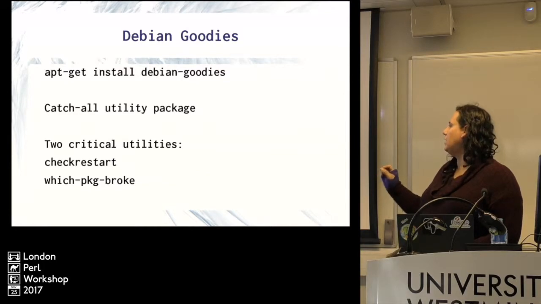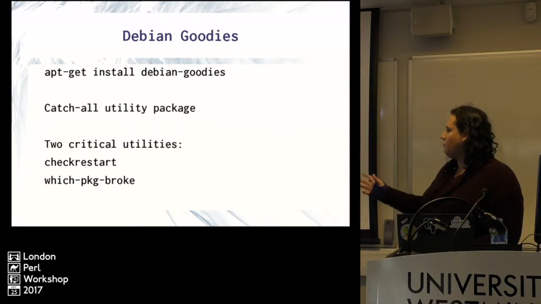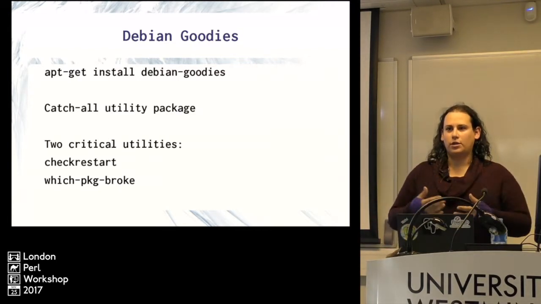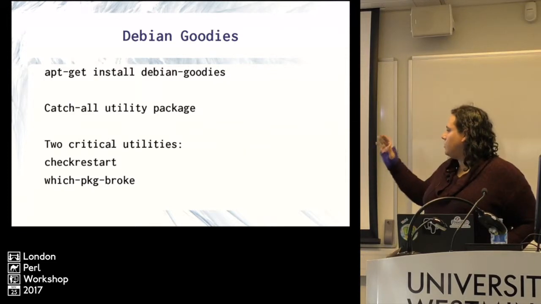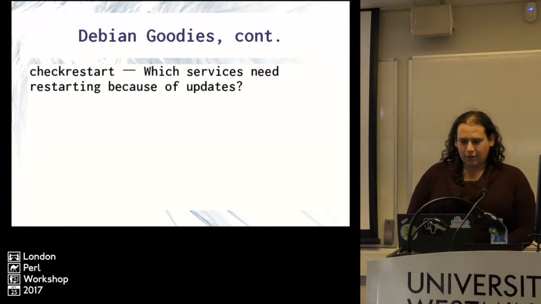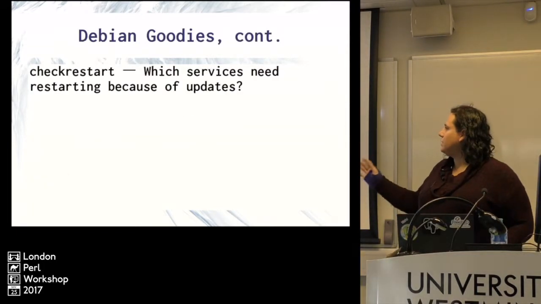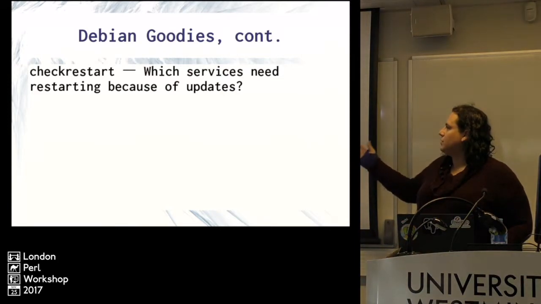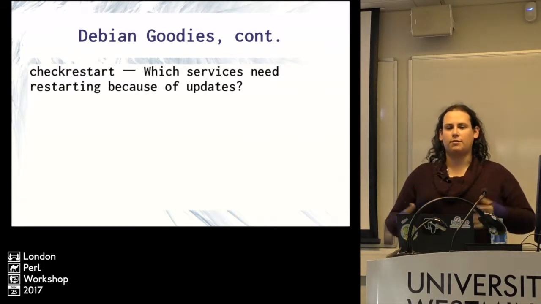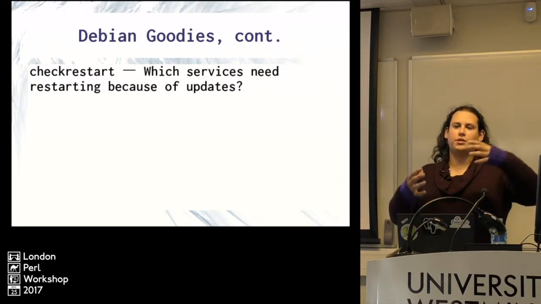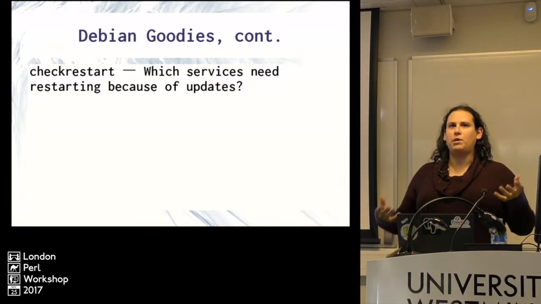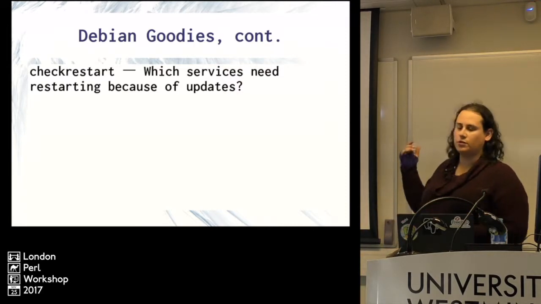There's two really important ones that I've found handy, and my developers have also found handy for dealing with services, and that is check restart and which package broke. So check restart basically tells you which services need restarting because of updates. When you apply security updates and everything, library versions will change and they'll still be referencing a deleted library in memory as a part of being a running service. So this will tell you which ones are outdated.